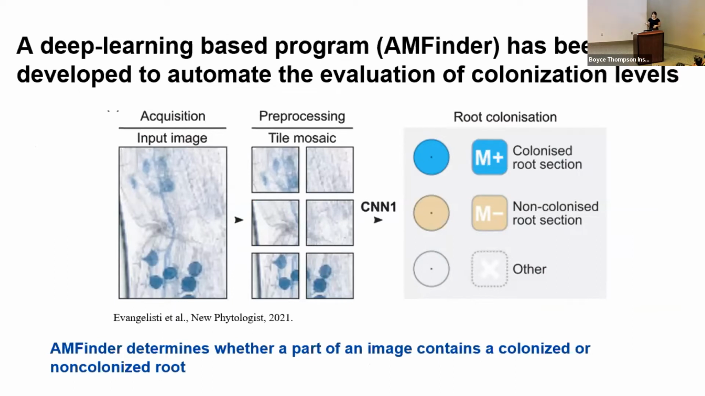an image. The AmFinder uses two convolutional neural networks, or CNNs, which are mathematical algorithms that are used primarily for image recognition. The way that this program works is an image is inputted, and the program divides the image into tiles, as shown here. Then the tiles are either designated as containing colonized root sections, non-colonized root sections, or background.